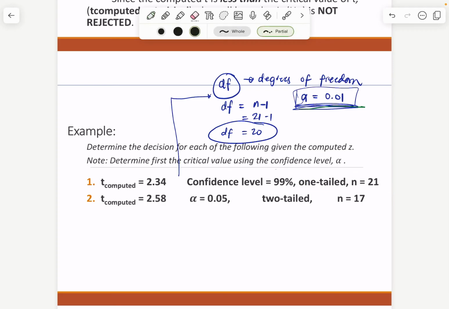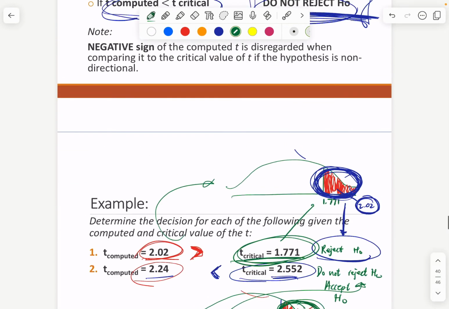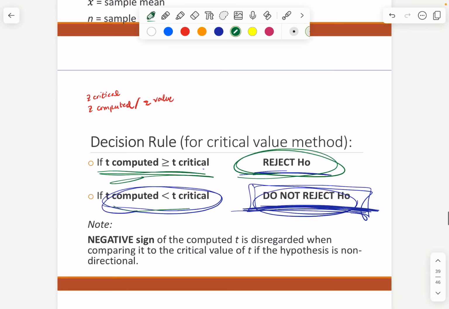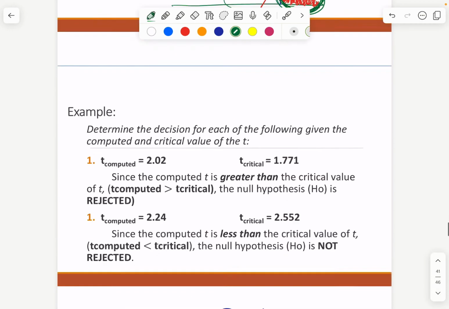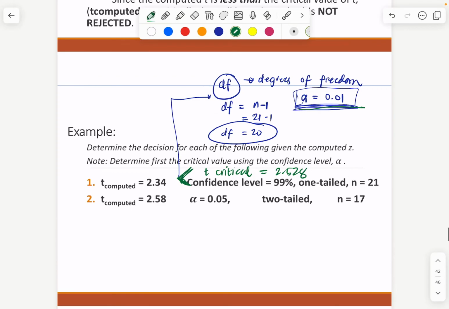So, let's write it here. Our T-critical is 2.528. Which is greater now, our T-computed or T-critical? Our T-critical is greater than our T-computed. So what is our decision? Let's check the decision rule. T-critical is greater than T-computed. What do we do? Okay, that is correct. Do not reject your null hypothesis. So that is also our decision. Do not reject the null hypothesis.